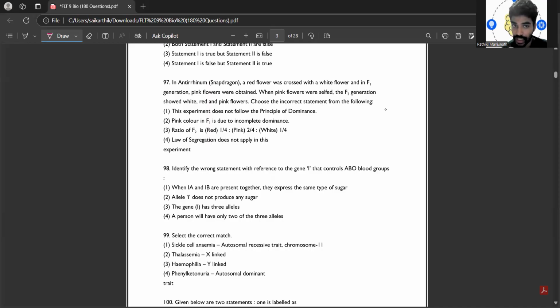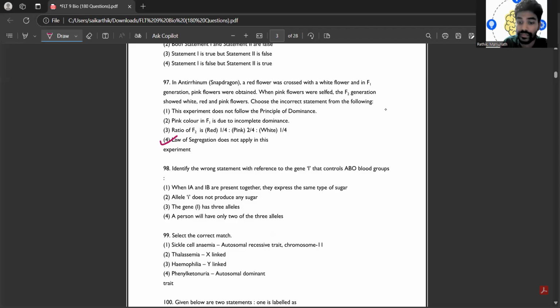Remembering it. In the F1 generation, pink flower was obtained. When the pink flower was selfed, the F2 generation showed white, red, and pink flowers. We need to choose the incorrect statement of the following. The statement that the law of segregation does not apply in this experiment is wrong.